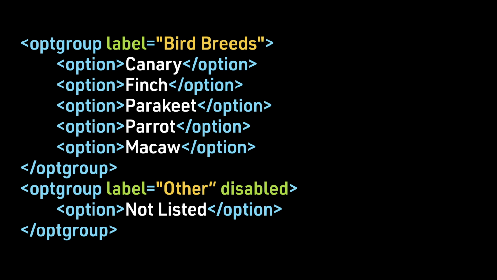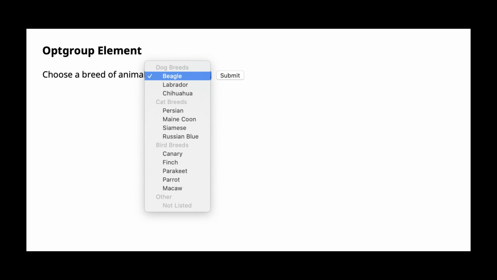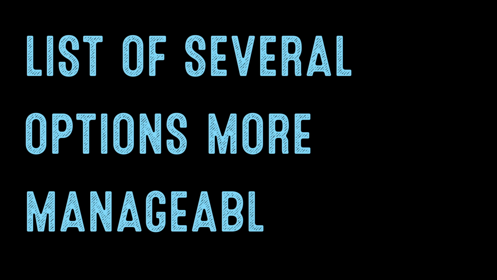And that optgroup actually uses the disabled attribute. So when we look at how this appears on our screen, we see that the browser has it grayed out. So none of the options in the other optgroup are selectable. The grouping of elements helps to make a drop-down list of several options more manageable.